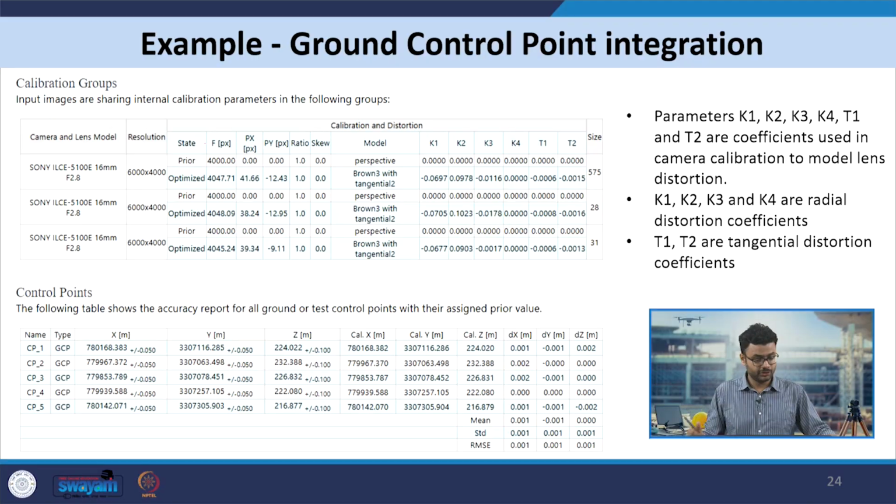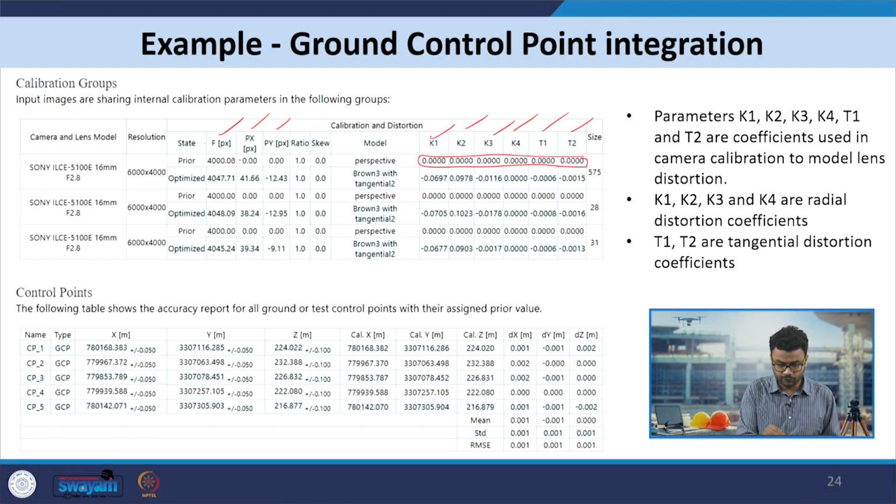Now let's look at one such calibration report. So this shows interior orientation parameters which have been calibrated with the help of ground control points. So there is focal length, there are principal points in the x and y direction, there are the radial distortion coefficients, there are tangential distortion coefficients. And before the GCPs were integrated, you can see all these coefficients were 0, except focal length, and the principal point was also assumed to be 0.